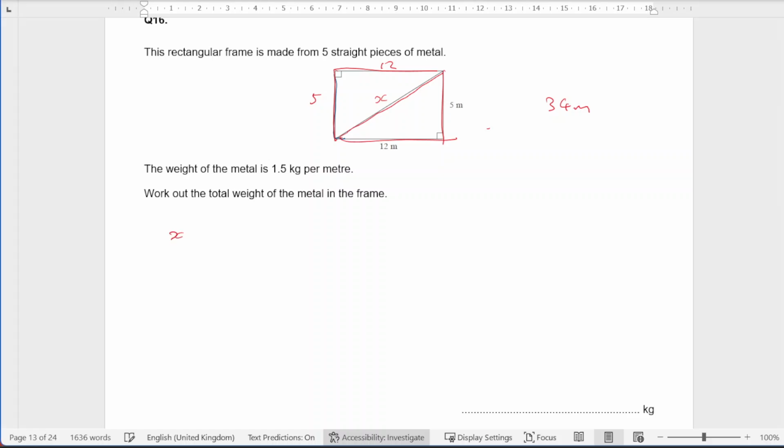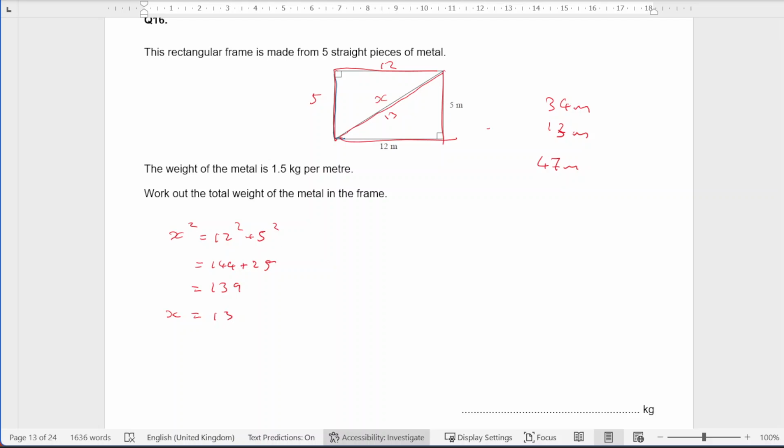So x squared is going to be equal to 12 squared plus 5 squared. Looks tricky, but 12 squared is 144, 5 squared is 25. So that's 139. And the square root of 139 is 13. So that missing length here is 13. Meaning that if I just add 13 meters to this, I would get 47 meters.